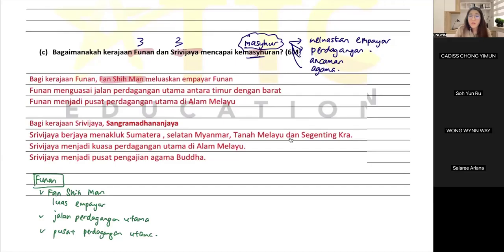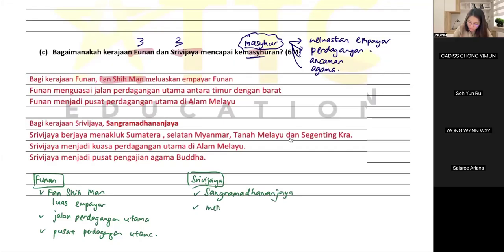These are the keywords that you need to memorize. For Srivijaya, you need to remember the king's name, Sangra Mahananjaya. So you need to practice. You need to practice.